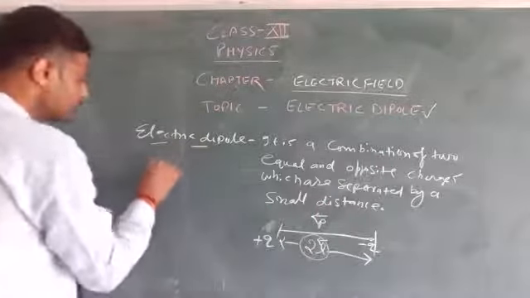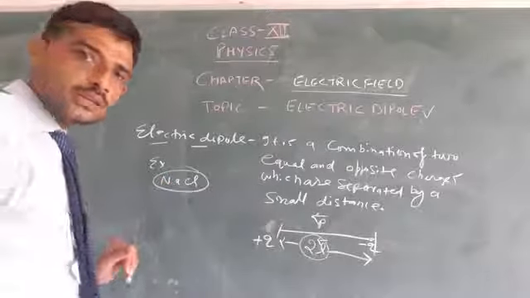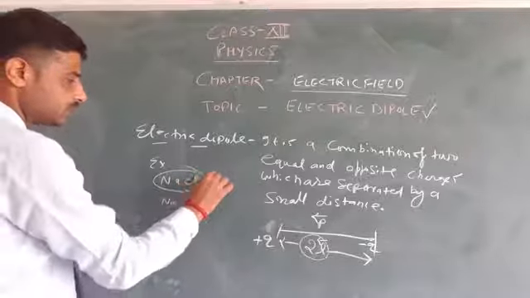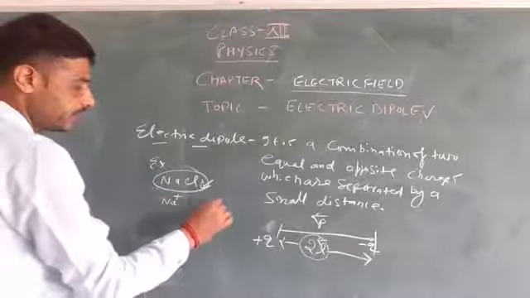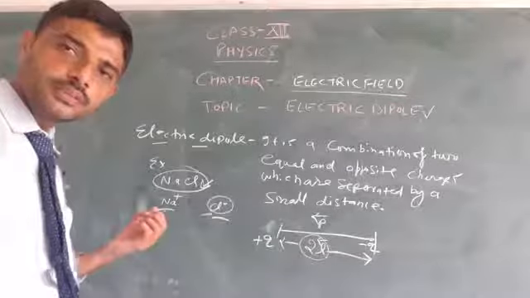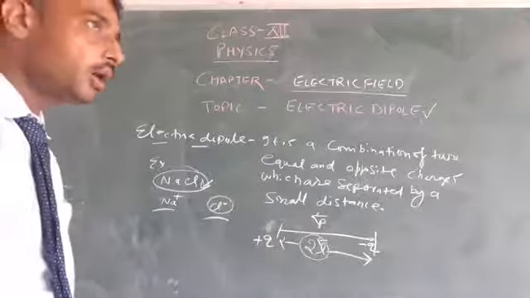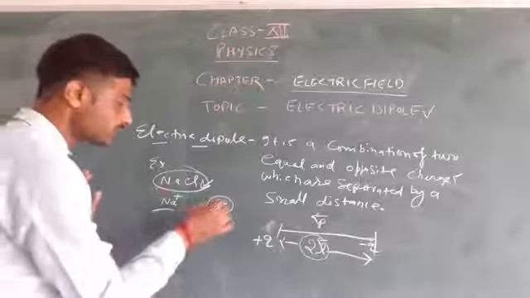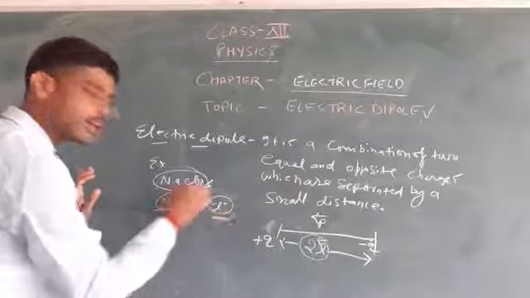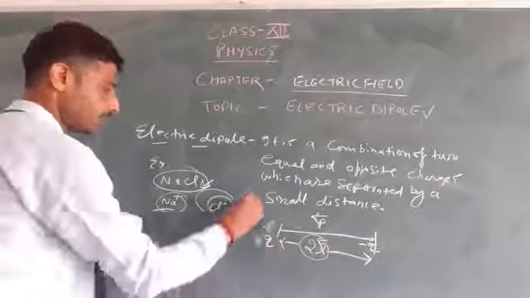So you can take an example like NaCl. In this compound, the Na plus ion and Cl minus ion both consist of equal and opposite charge, and the separation between the Na ion and Cl ion is very small. Then it behaves as a dipole. Okay.